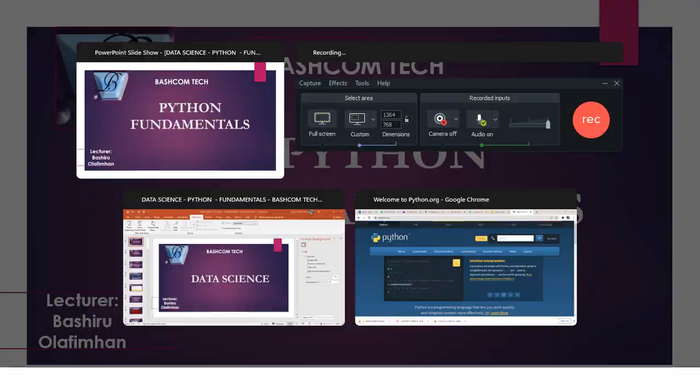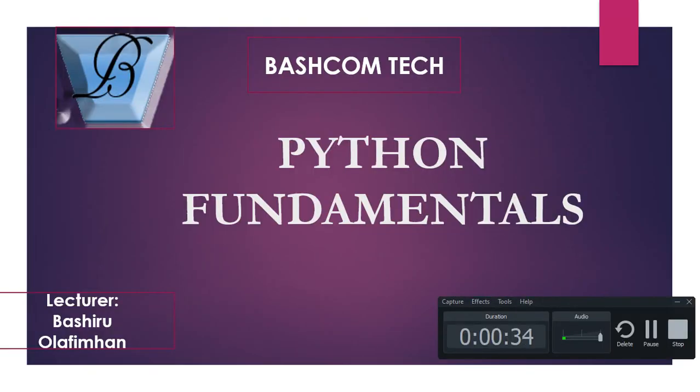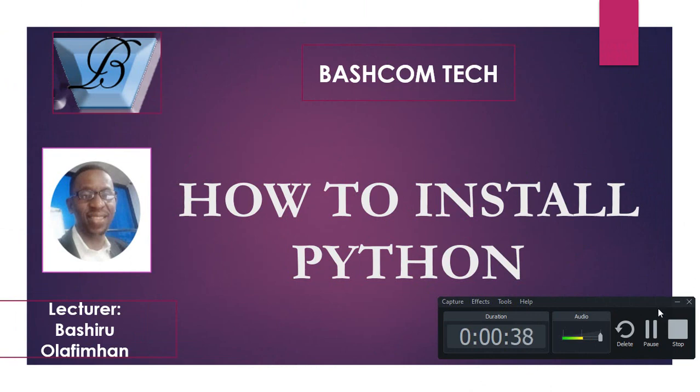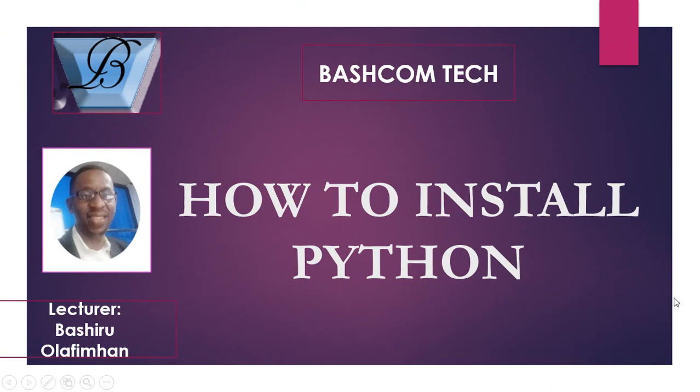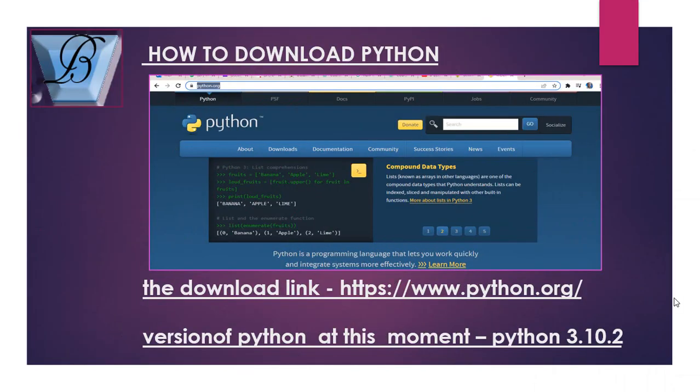How do we do the installation? The first thing we'll do is talk about how the installation is done. First, you have to go to the download link. We go to the Python site, python.org. The version of Python that we're going to use at this moment is Python 3.10.2.